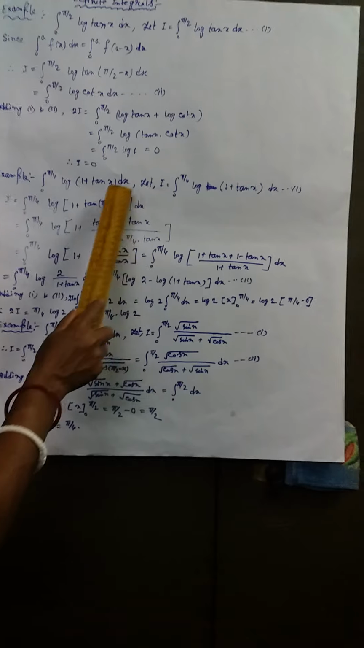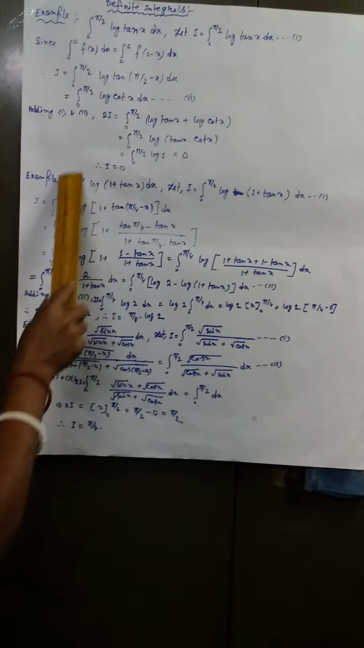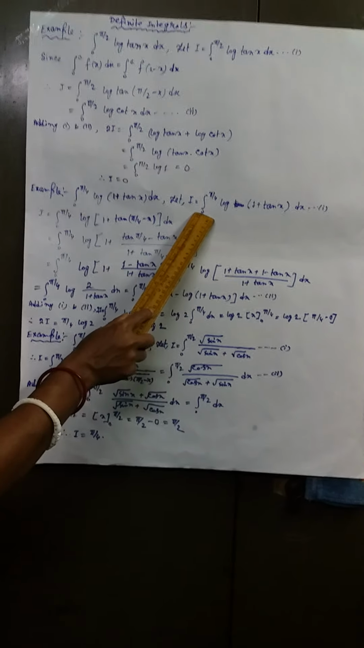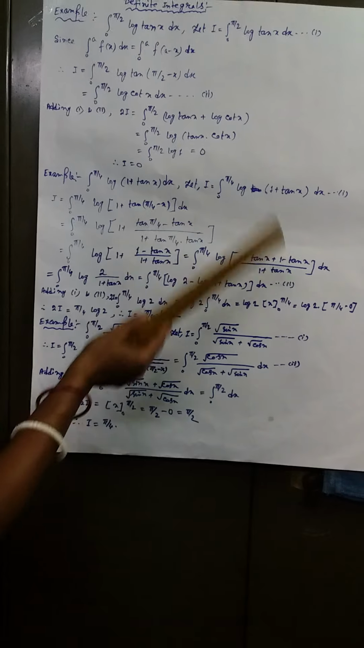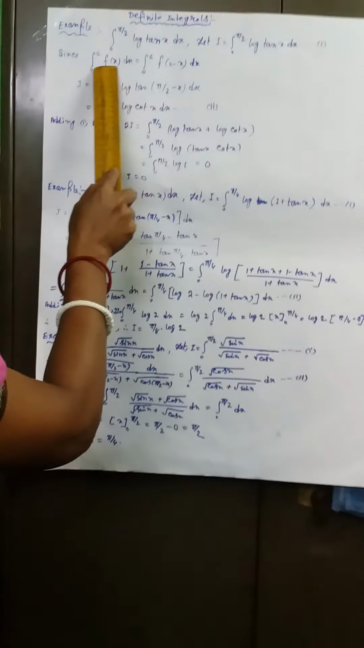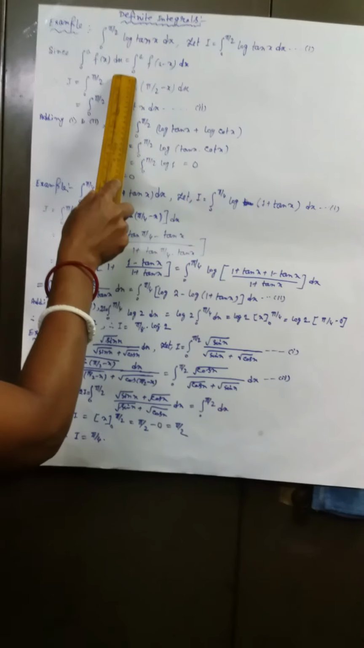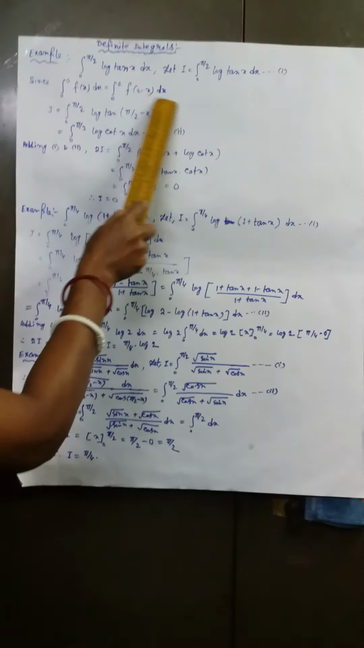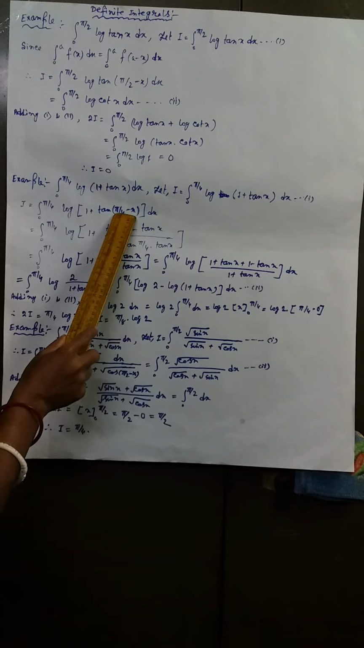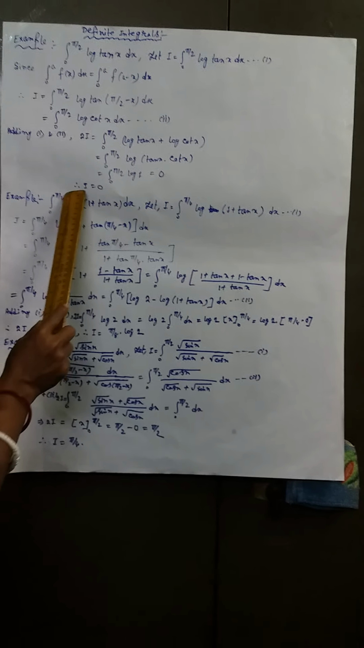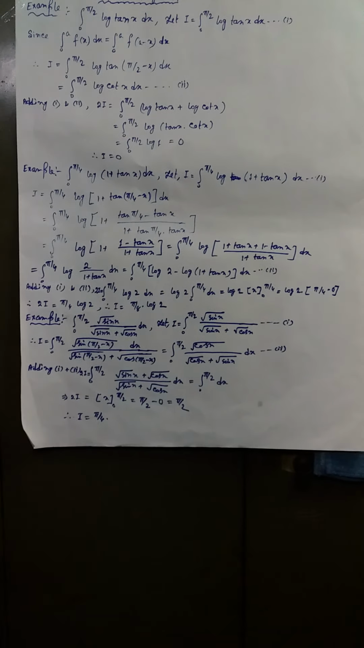The next example is the integral from 0 to pi by 4 of log (1 plus tan x) dx. Let I equal to, same, the integration from 0 to pi by 4 of log (1 plus tan x) dx. Now applying the same formula, the integral from 0 to a of f(x) dx equals the integral from 0 to a of f(a minus x) dx. So the integral from 0 to pi by 4 of log (1 plus tan (pi by 4 minus x)), because in place of a it is pi by 4.